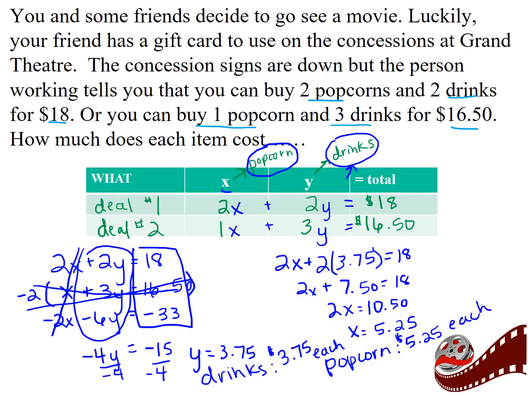So when you answer that problem, you have to make sure to rethink through the problem and write down in the end what it means. So yeah, I had an X and I had a Y, but then I had to go one step further to tell you that popcorn was $5.25 each and the drinks were $3.75 each. So if you want to highlight that, underline that, this then should be your final answer. What I have outlined in orange should be your final answer.